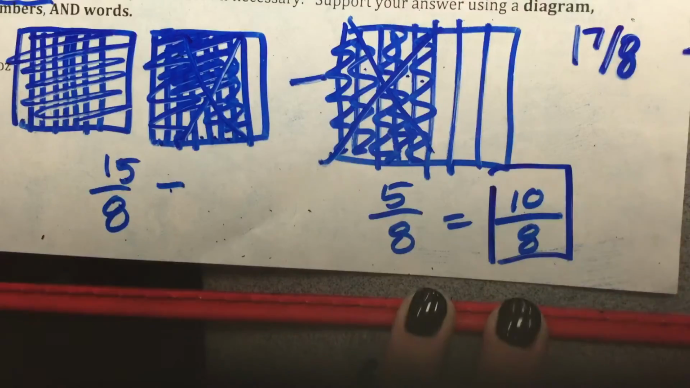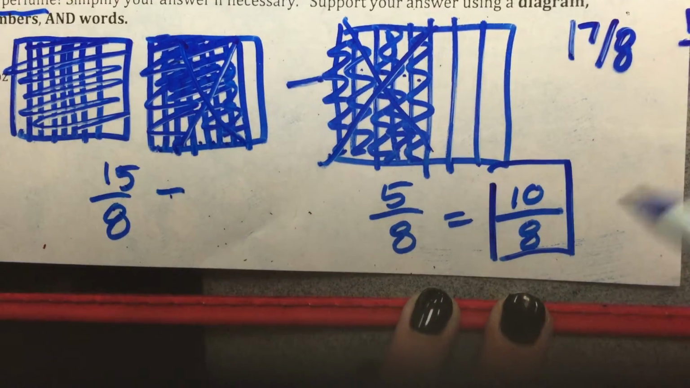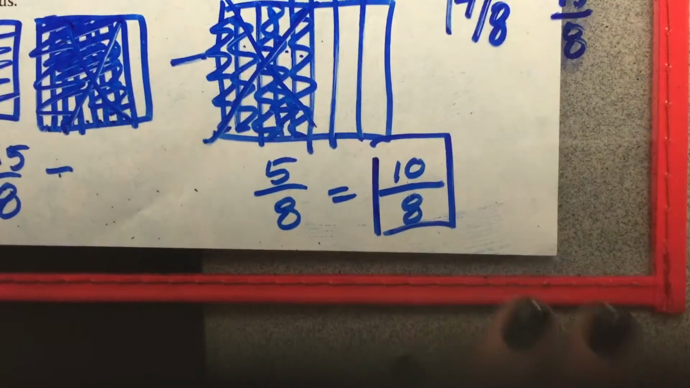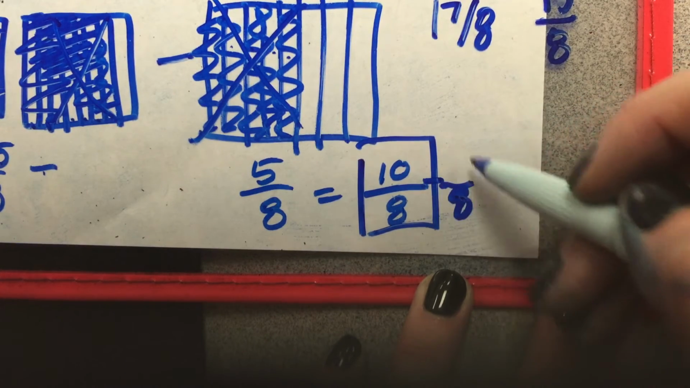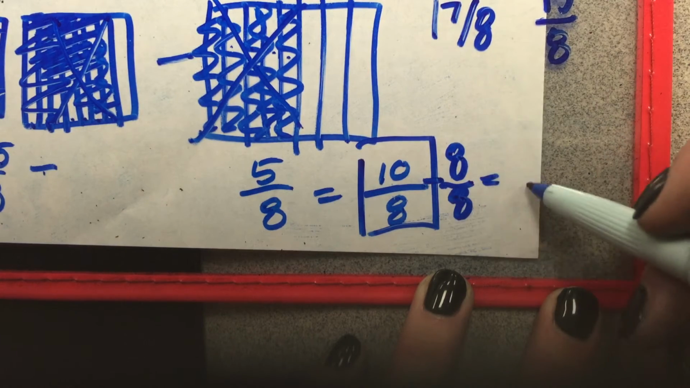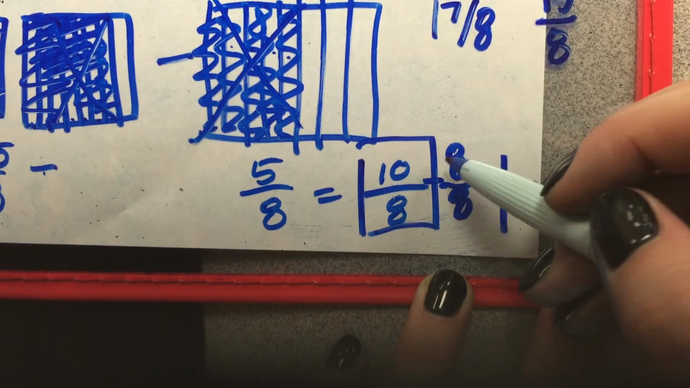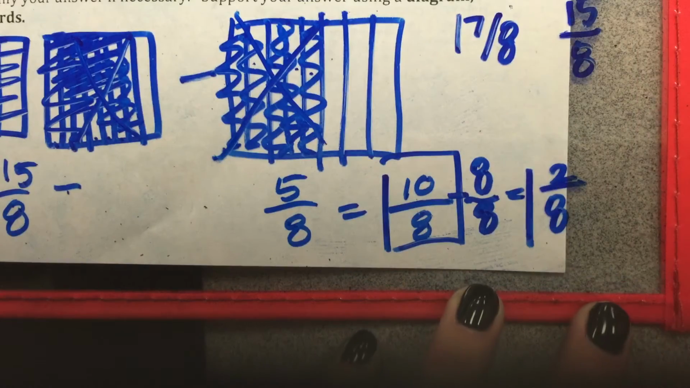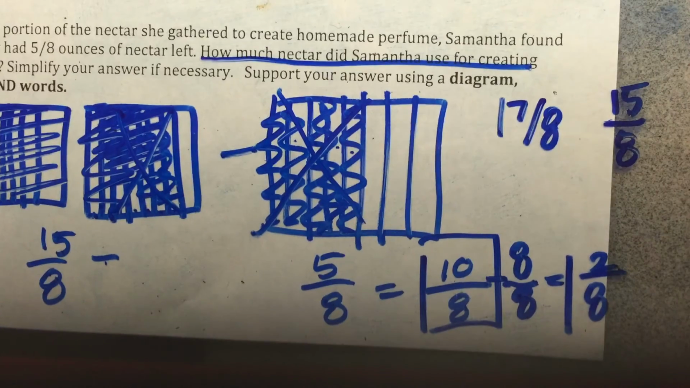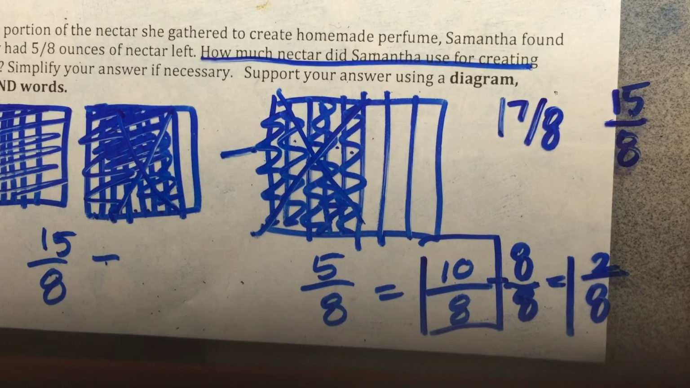But we need to write it in words, and we need to simplify it if possible. 10/8, improper fraction there, so we've got to turn it into a mixed number. So let's take away a whole, which would be 8 out of our 8. That would leave us with a whole, and 10 minus 8 is 2. So 1 whole and 2 8s. So let's write our sentence. I'm out of room, so I'm just going to tell you what it should say. It should say, Samantha used 1 2/8 ounces making perfume.